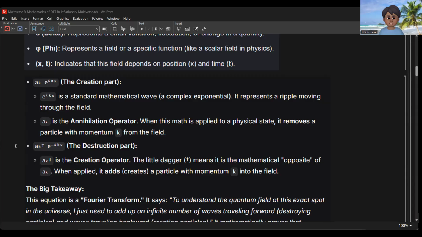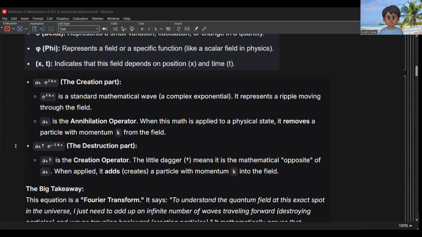So why are both terms needed? A real scalar field must be Hermitian. That is, phi dagger is equal to phi. To satisfy this property, both positive and negative frequency components are included: a sub k times e to the i k x and a sub k dagger times e to the negative i k x. Together, they ensure the field corresponds to a real physical observable. So we have the physical interpretations.